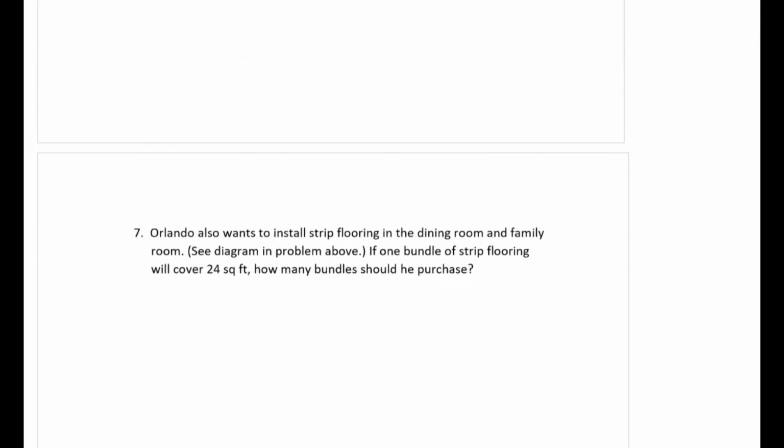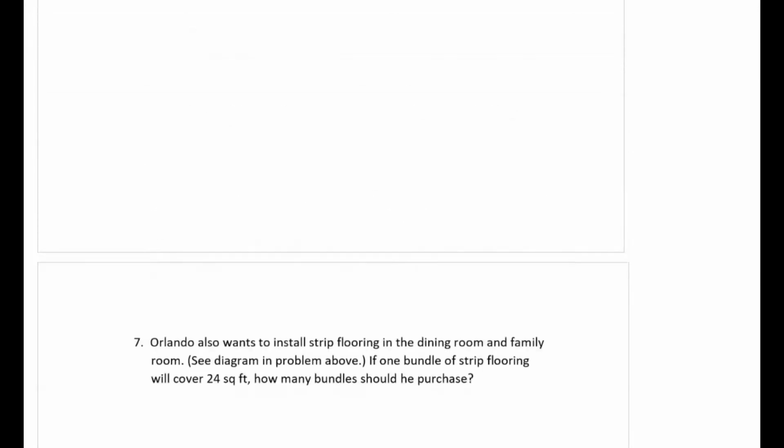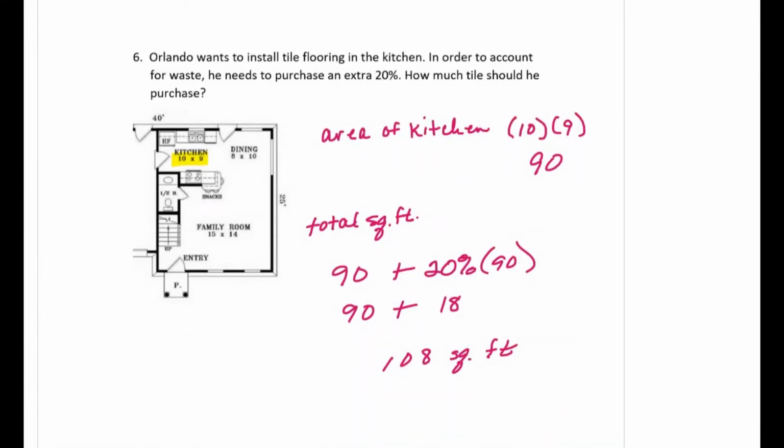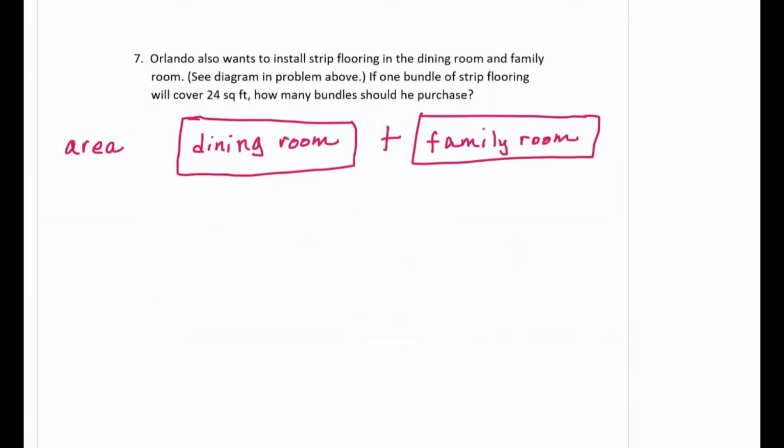Problem 7, Orlando also wants to install strip flooring in the dining room and family room. See the diagram in the problem above. If one bundle of flooring will cover 24 square feet, how many bundles should he purchase? Go back to my diagram in the previous problem, and I want to look at the dining room and the family room. So there it is. Dining room is 8 by 10, and the family room is 15 by 14.